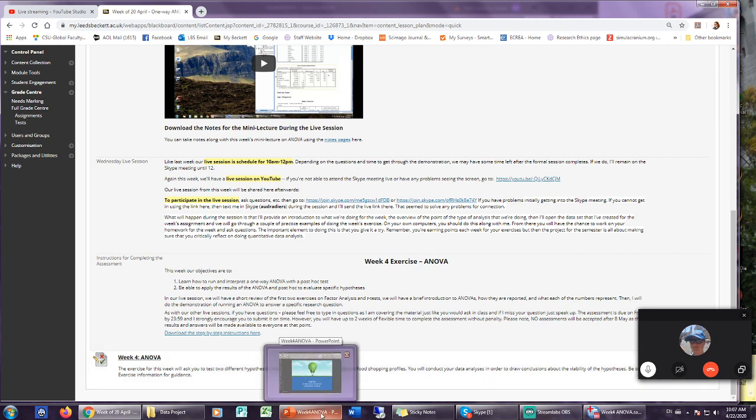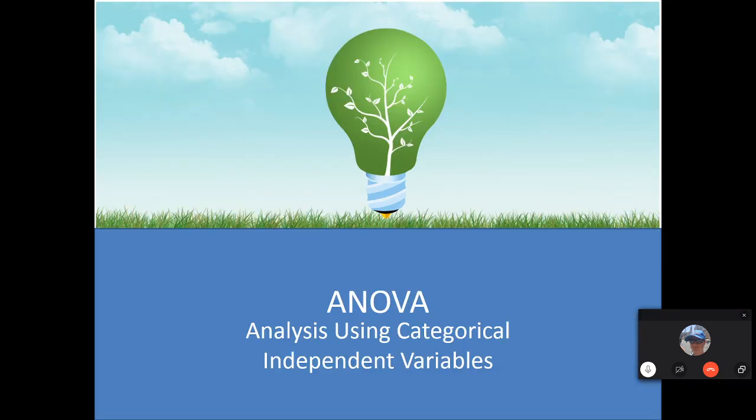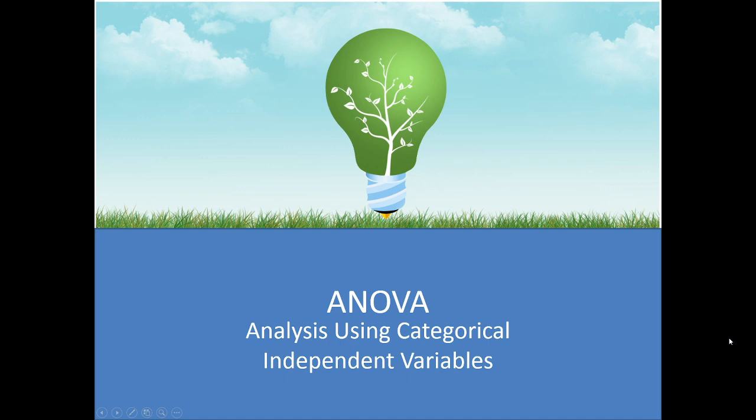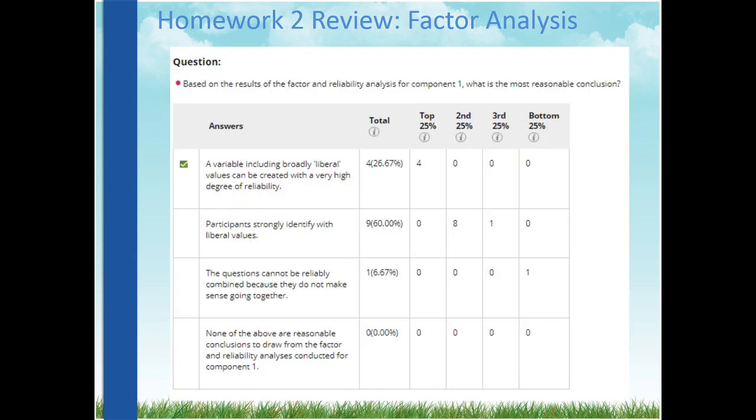But before we begin talking about ANOVA, I wanted to go over our first couple of exams, well, they're not really exams, but homework exercises that you're doing online. On the first one, the factor analysis that we did, the average mark was really good. A 62% is particularly good, but there are a couple of questions that seem to pose a particular challenge for folks. The first was this question: based on the results of the factor and reliability analysis for component 1, what is the most reasonable conclusion?